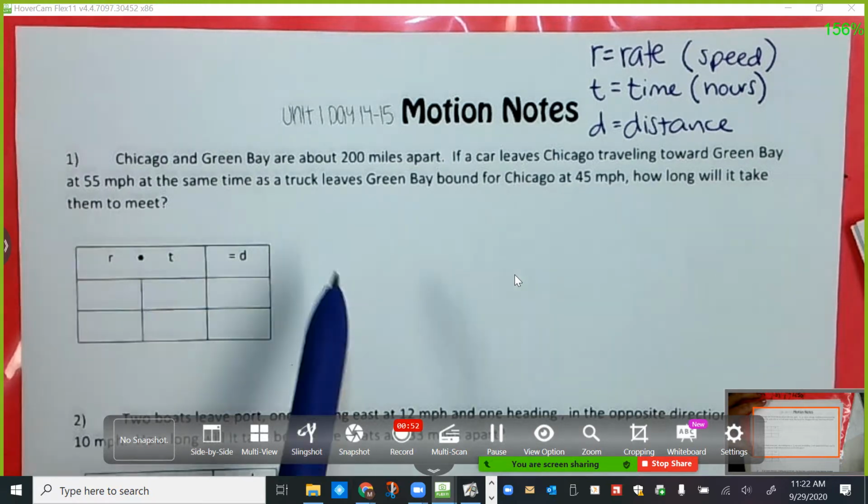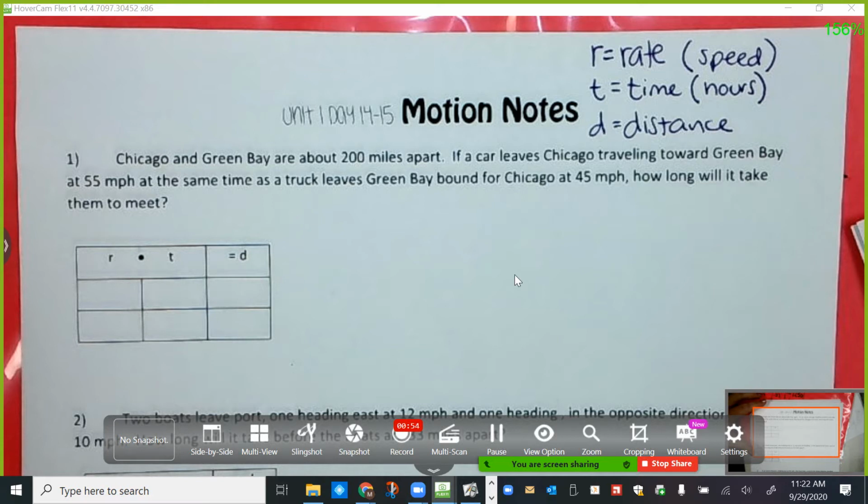It says Chicago and Green Bay are about 200 miles apart. If a car leaves Chicago traveling towards Green Bay at 55 miles per hour at the same time as a truck leaving Green Bay bound for Chicago at 45 miles per hour, how long will it take them to meet?